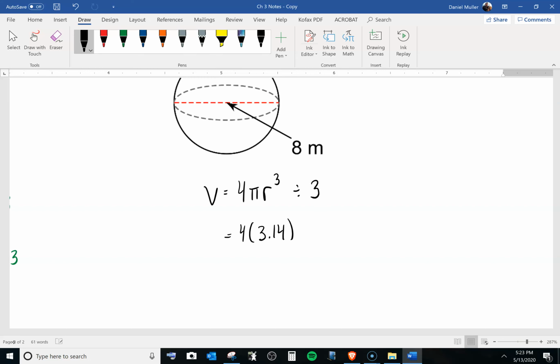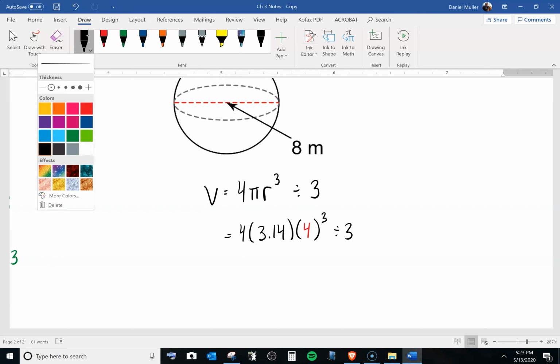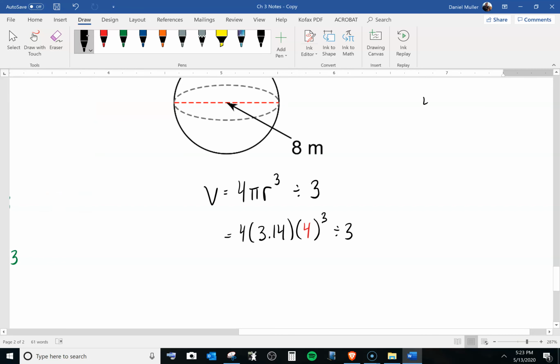The radius is, well, the diameter is 8, so the radius would be 4, I guess. So radius 4 cubed divided by 3. Now I'm going to do the easy stuff first. 4 cubed, 4 times 4 times 4. So I'm going to have to go 4 times 4 and another 4 times 4. Well, that's 16 and that's 16, so I have to go 16 times 16. That is what I actually have to do. So 16 times 16.